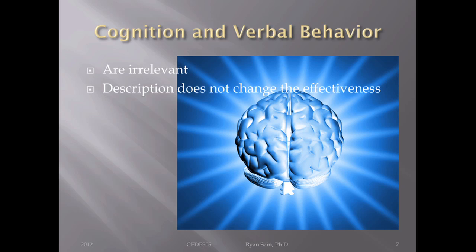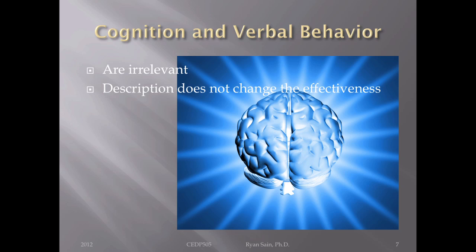Right? So description does not change the effectiveness. Point being is that just because you can describe reinforcement, punishment, and all that stuff does not change the effectiveness of it. Just because you can describe classical conditioning does not mean you can control it or prevent yourself from being conditioned. Just because you can describe punishment and reinforcement doesn't mean you're immune to punishment and reinforcement contingencies. Description is a verbal behavior that is reinforced and punished as well. So the description is just that, it's a description.